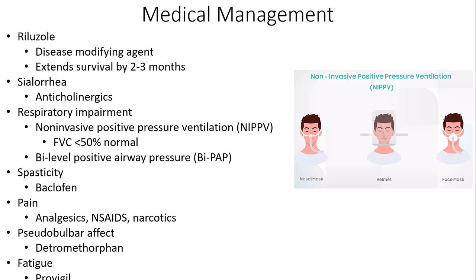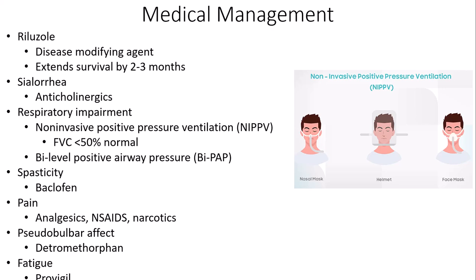As I said, respiratory impairment is going to be huge. The patient may choose to use non-invasive positive pressure ventilation, which is shown in the picture on the right. See, it's not an endotracheal or a tracheostomy. It's just a face mask, a helmet, or some other nasal mask. And this is recommended when the FVC is less than 50% of normal. Alternatively, the patient might choose a simple BiPAP machine.